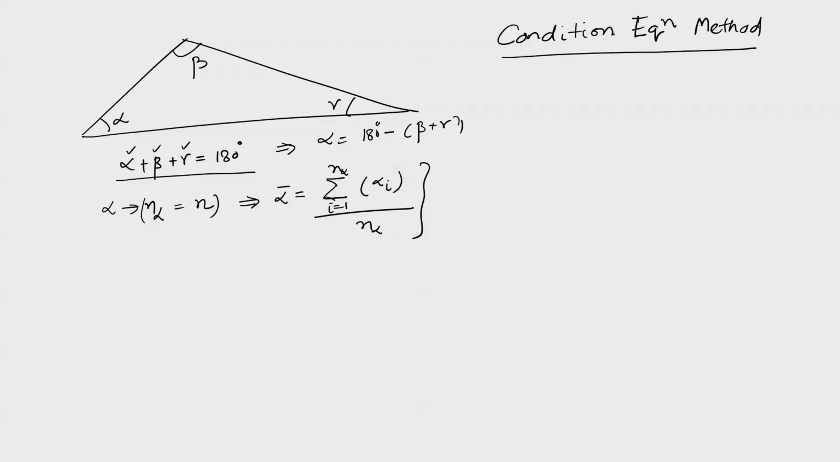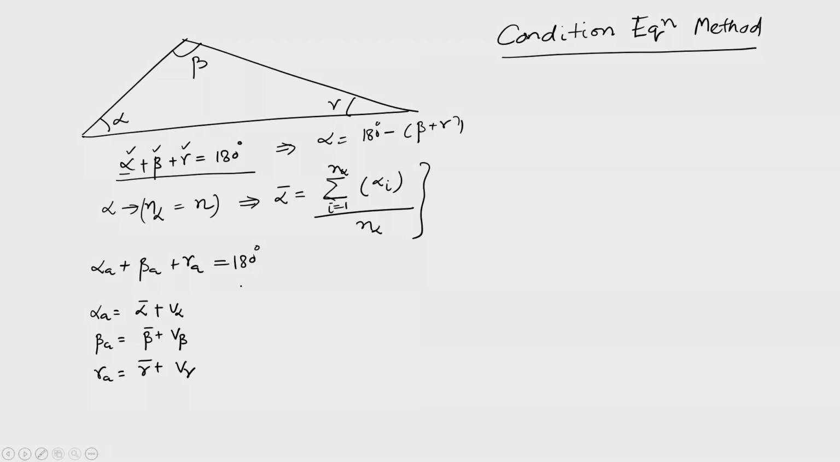All the variables involved in the physical phenomena that we are going to observe are measured. What is the condition equation method? If I write all the adjusted values, alpha A adjusted, beta A plus gamma A should be equal to 180 degrees. What's the meaning here? The adjusted value alpha A is nothing but alpha bar plus V alpha. Similarly, the beta adjusted value is beta bar plus V beta, and the gamma adjusted value is gamma bar plus V gamma.